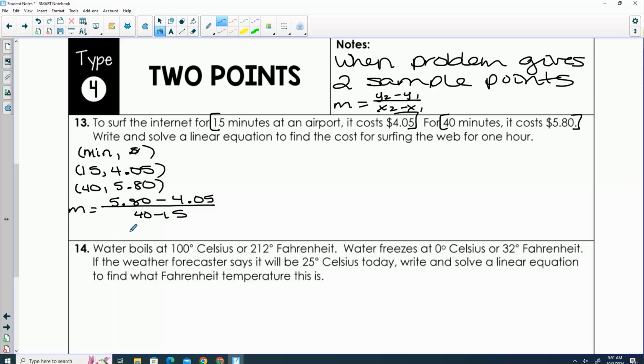Okay, when we divide or subtract, that gives us 1.75 over 25. And that is 0.07. So now I have my slope. So then remember yesterday, we were given a slope and a point. So here's my slope. Here we take one of our points.